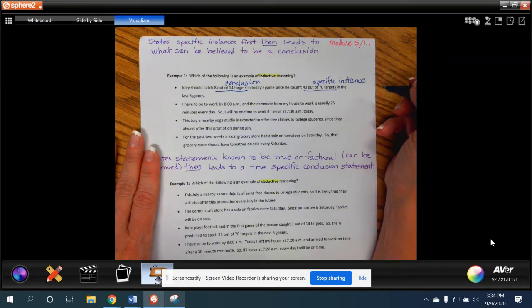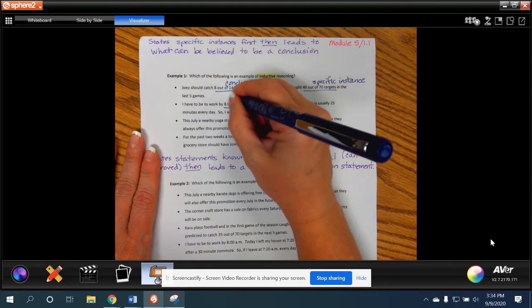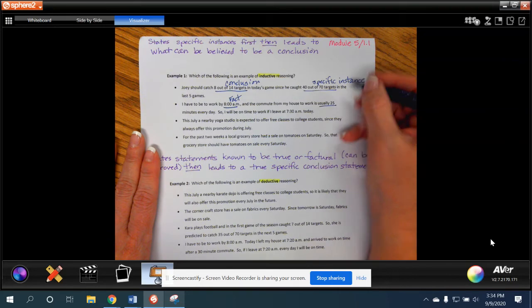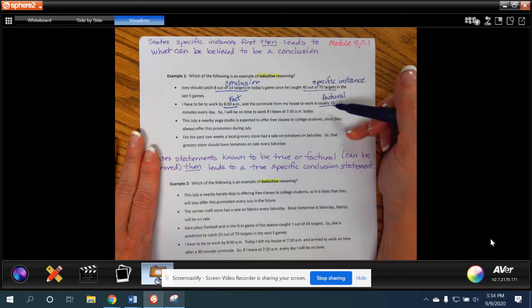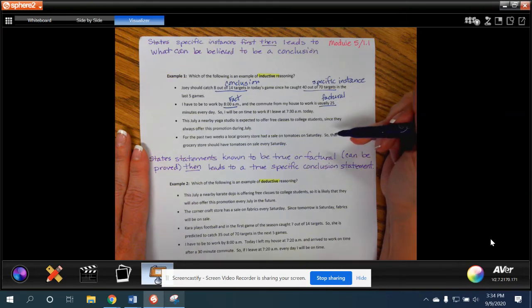Next, it has, I have to be to work by 8 a.m. And the commute from my house to work is usually 25 minutes every day. So I will be on time to work if I leave at 7:30 a.m. today. So it starts with not a specific instance, but a fact. And this, usually 25 minutes, is factual. This would be more of a deductive reasoning because it starts with a fact, not an instance. So I throw that one out as well.